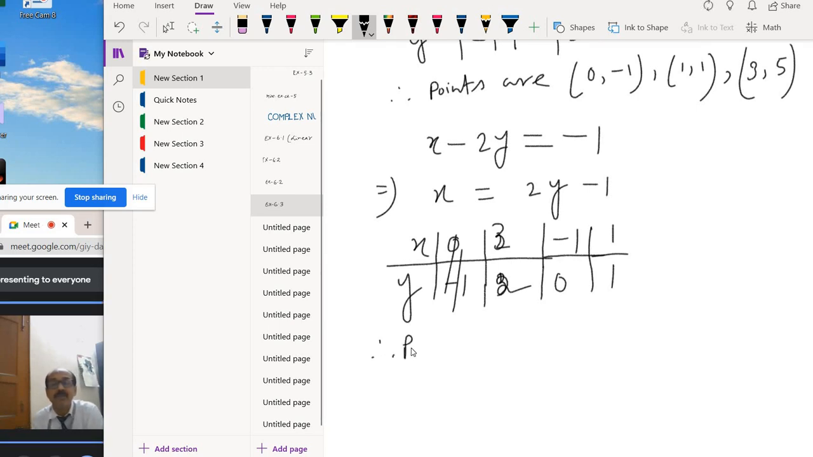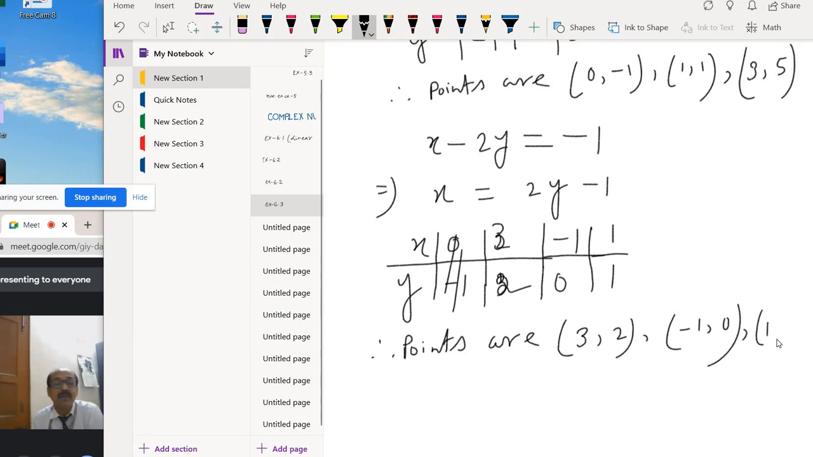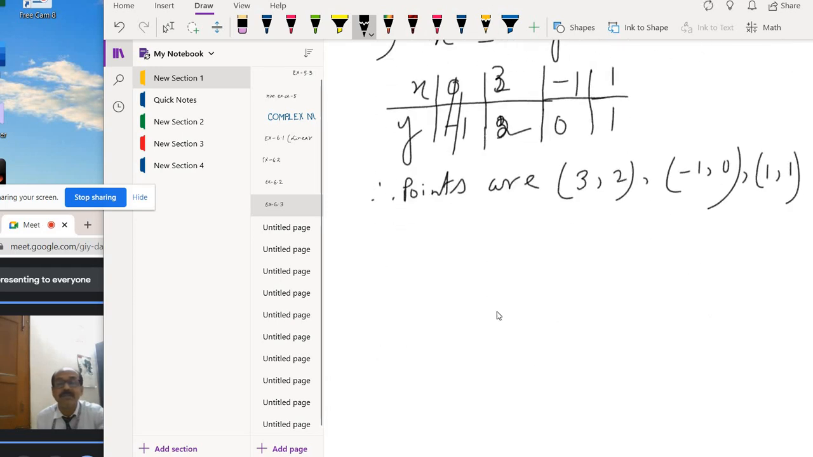Therefore, the points are: first one x equal to 3 and y equal to 2, so 3, 2. Then minus 1, 0. And 1, 1. Now draw the x-axis and y-axis.